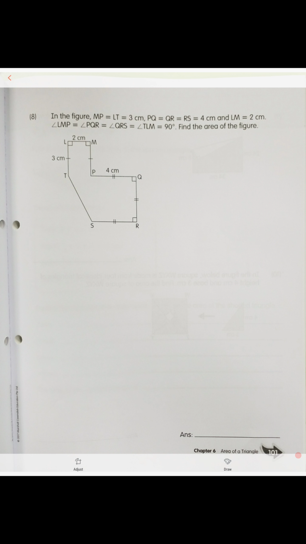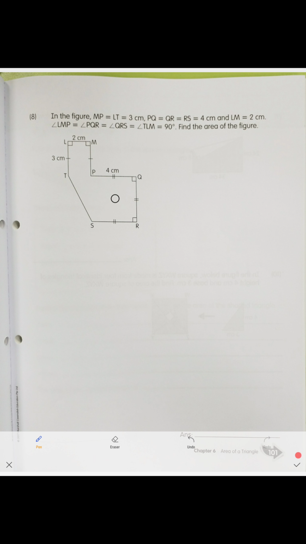Okay, so problem 8. All right, it looks kind of hard, but everything is very simple. All you need to do is just break it down like this, and like this. All right, and now you have your square, you have your rectangle, and you have your triangle, right? So how do you find them one by one? Let's find this one first.